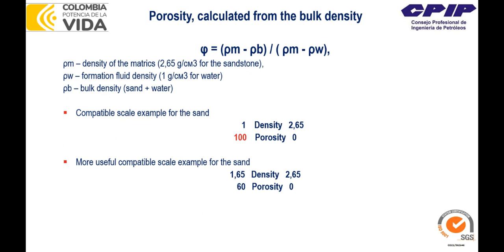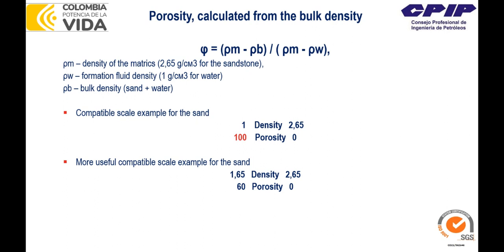Porosity calculated from the bulk density. Here the rho stands for the density, or bulk density, as measured by the density tool in units of grams per cubic centimeter. By the way, except in Canada, where they prefer to present the measurements in kilograms per cubic meter, so it's like 2,650 kilograms per cubic meter instead of the more common 2.65 grams per cubic centimeter.